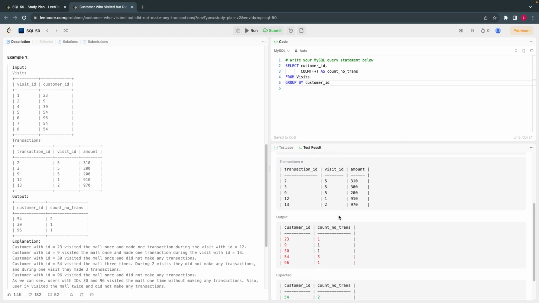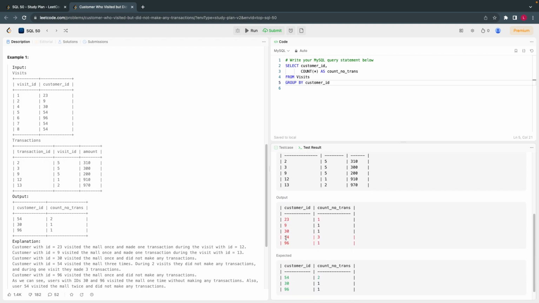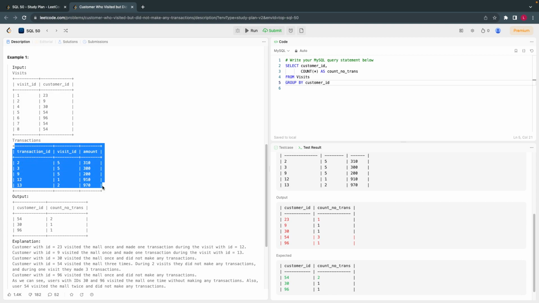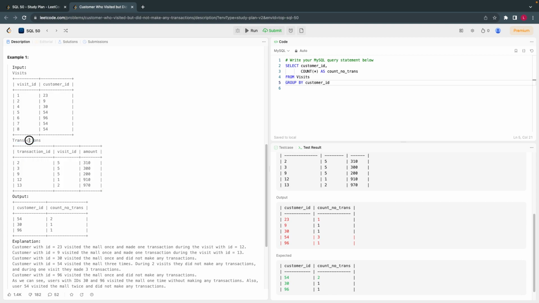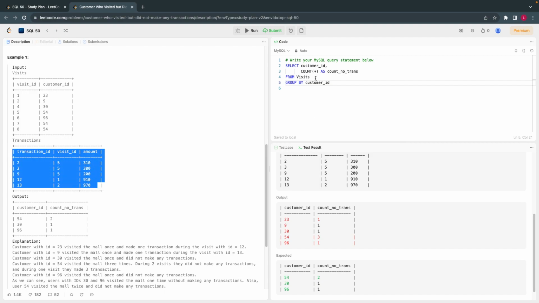Okay, this is wrong. Obviously, what they're asking us, if you see 54, it is giving you all the information. 3 times he visited. So what we have to do is print out all the customers who are not in this transaction table. The customers who came but did not make any transaction will not be here. So it is very simple.